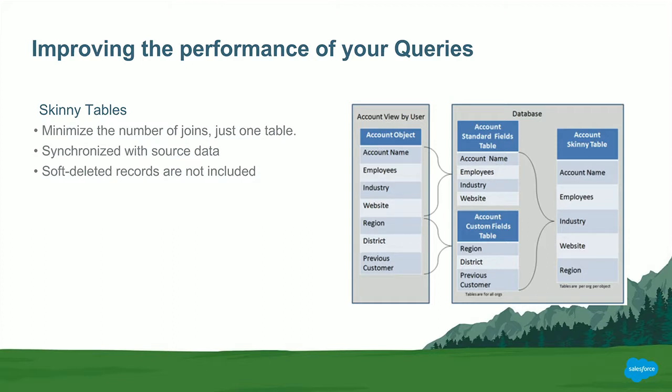So we are minimizing the number of joins because we have all information in just one table. So we are improving the performance. Another thing is that the skinny table is synchronized by default with the source data. We don't have to do anything. So when we are storing some field in account, for example, in that picture, is stored also in the skinny table. And the last is that the soft deleted records are not considered or are not included in the skinny table.